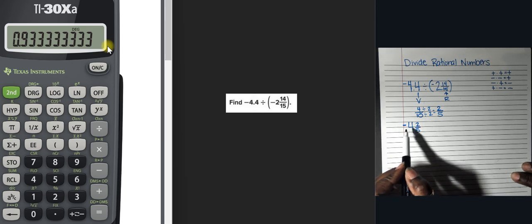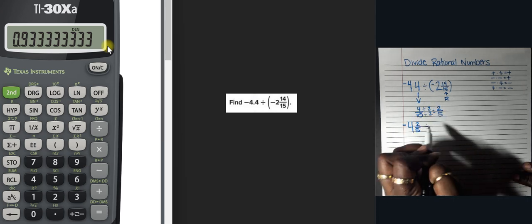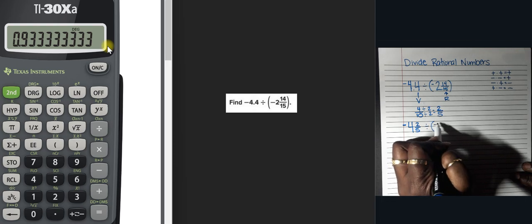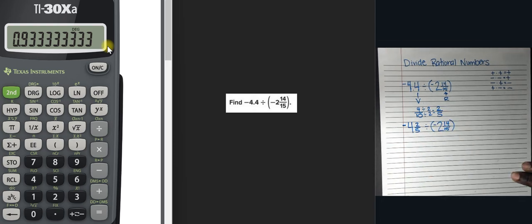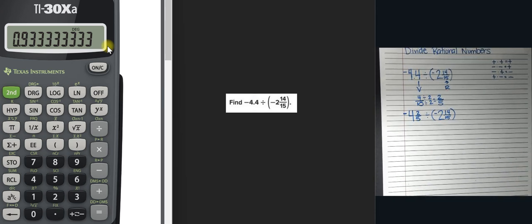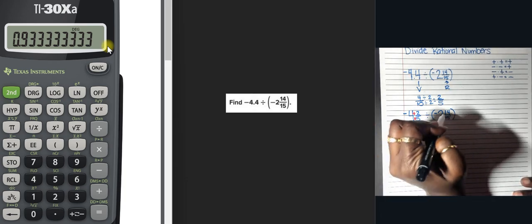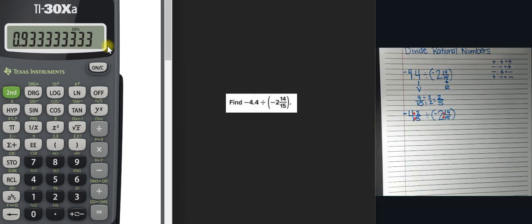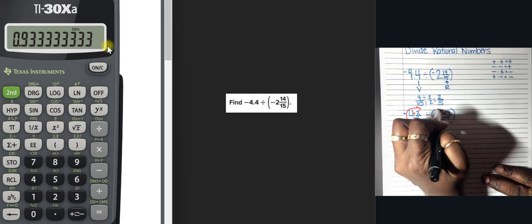And don't forget that negative sign that we started with. So we are going to divide by negative 2 and 14/15. All right, so the next thing that we need to do is convert these to improper fractions. So remember Texas. So let's look and see what we've got there. So the abbreviations for Texas. And remember, we're going to start from the bottom and work our way up to the top.